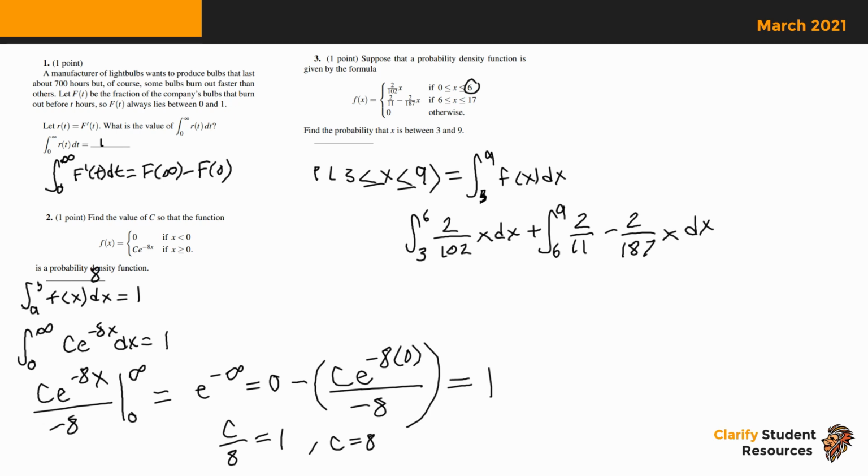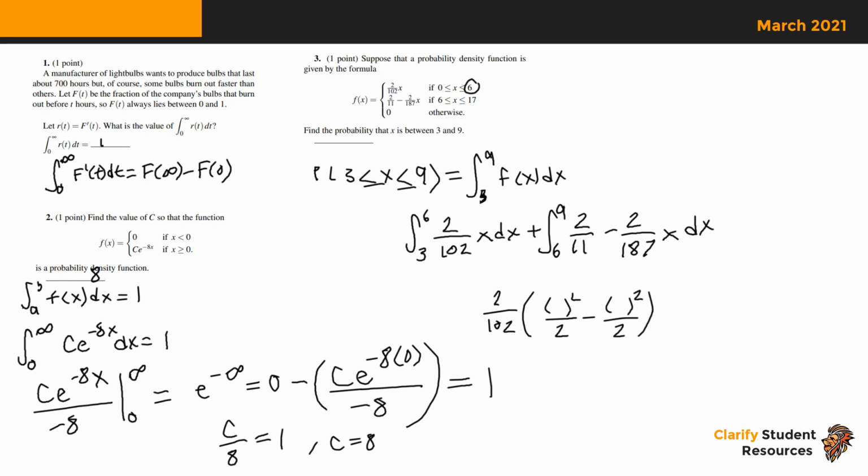But what you want to do is you basically want to factor out the constants first, always. So that's going to be 2 over 102. And then at this point, now we know that this is going to be an x dx. So if you integrate x dx, it's going to become x squared over 2. So you're basically going to have some sort of bracket squared over 2 minus another bracket squared over 2.